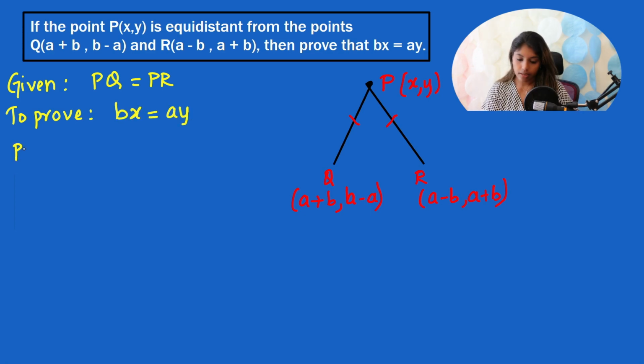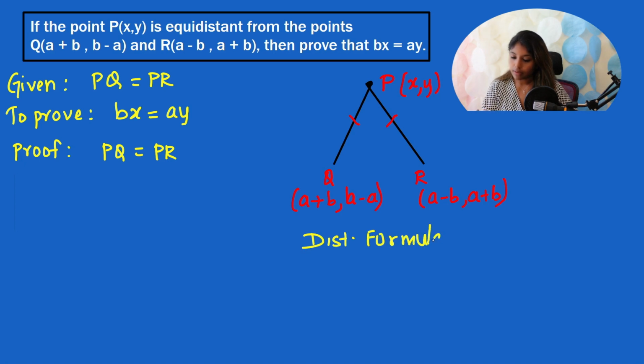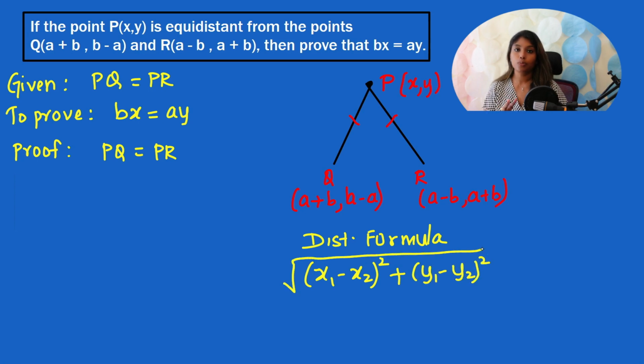Okay, now let's start proving. Proof. We begin with the given statement, which is PQ equals PR. Now just for easy understanding, I'll write the distance formula here. We know that it is the square root of x1 minus x2 the whole squared plus y1 minus y2 the whole squared. This is the distance formula. When you have 2 points, the distance between the 2 points is calculated using the distance formula.